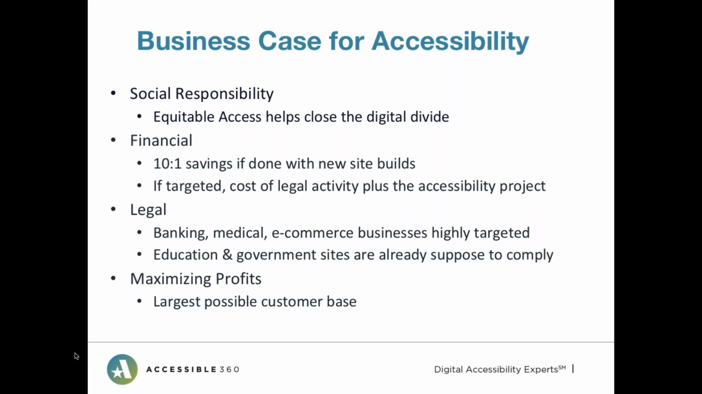On new builds, it's much more cost-effective to put it in the beginning. I use the analogy that it's kind of like building a house, or sheetrocking, and then deciding where you want your outlets. So building this from the core up on any new builds is really in your best interest for sure. If you or any individual agents in your office get targeted, the cost of legal activity is then added to the accessibility project. So it really comes down to, do you want one project or do you want two? Really is what I tell businesses.